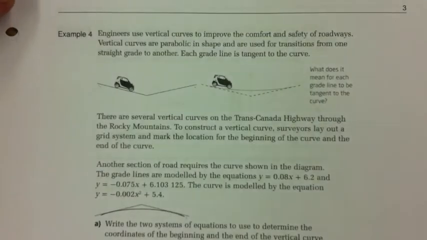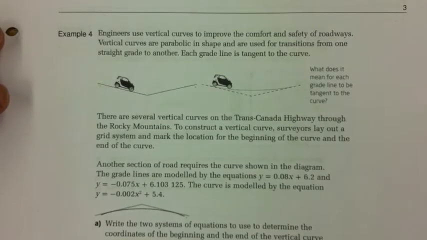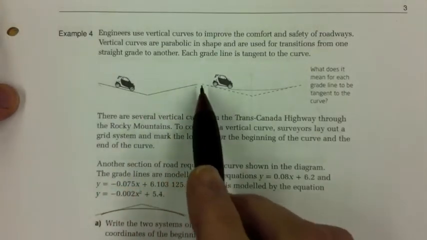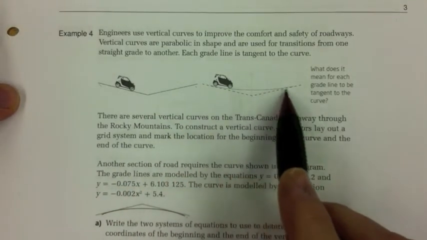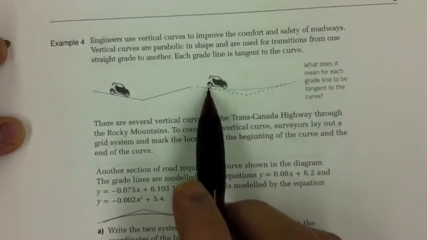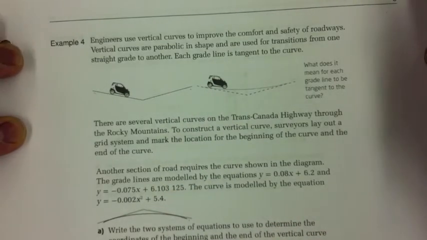Alright, let's take a look at example 4. Engineers use vertical curves to improve the comfort and safety of roadways. Vertical curves are parabolic in shape and are used for transitions from one straight grade to another. Each grade line is tangent to the curve. So here we have the two slopes, and here's the vertical curve. Right? The word tangent means that the vertical curve just touches the grade line.